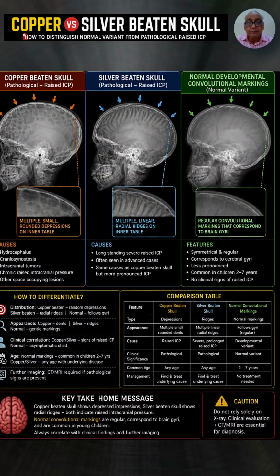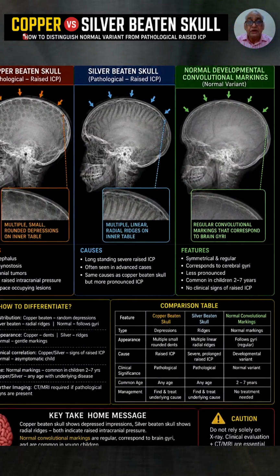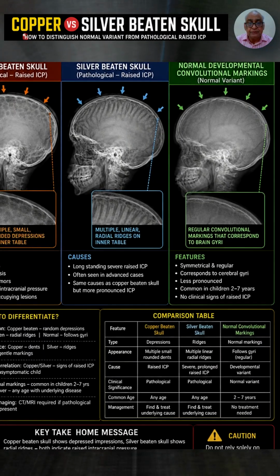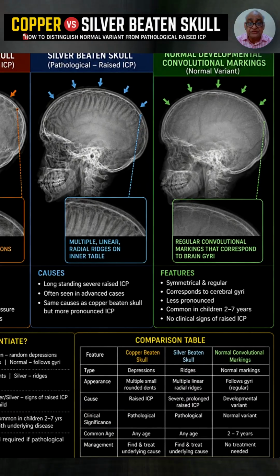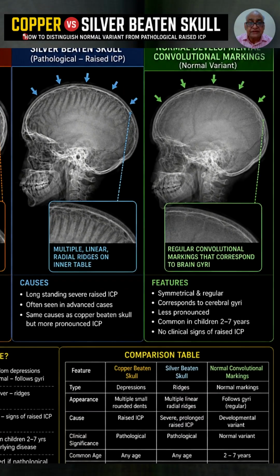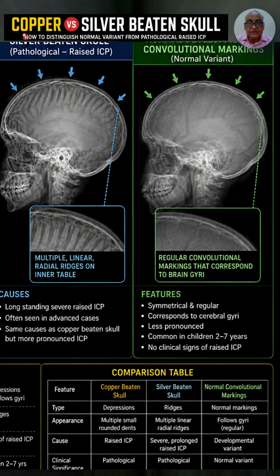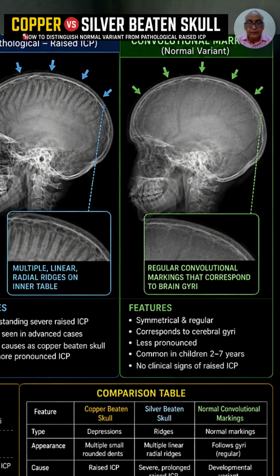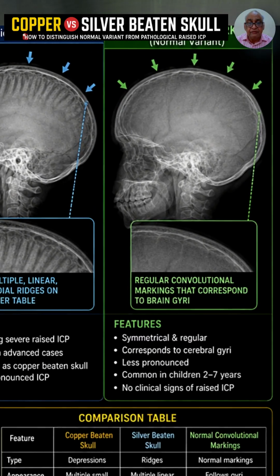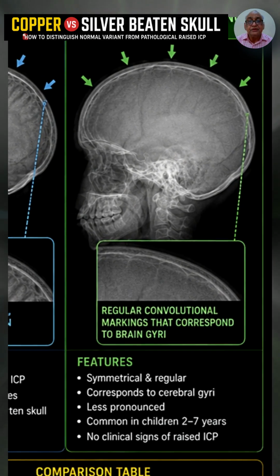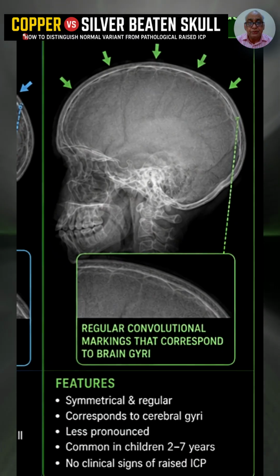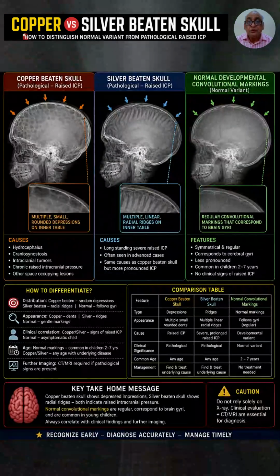Finally, examine the image on the right. These are normal developmental convolutional markings commonly seen in children between 2 and 7 years of age. Notice that the impressions are fine, symmetrical, and relatively shallow. The child has no clinical evidence of raised intracranial pressure, and these markings simply reflect normal growth of the cerebral gyri. So, how do you differentiate normal from pathological?